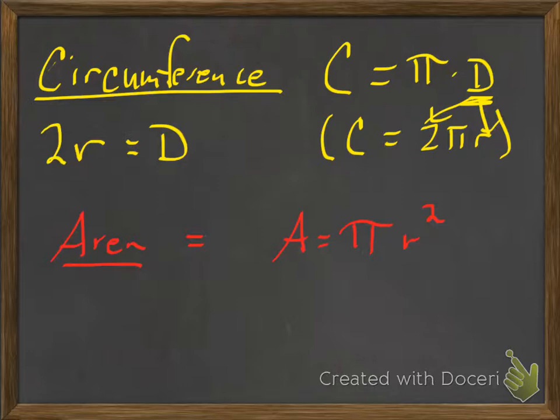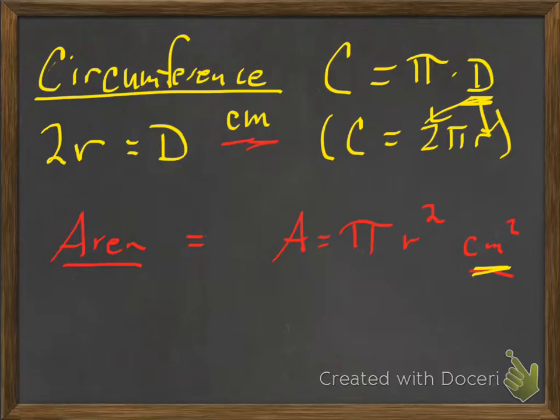Okay, so there's a big difference between area and circumference. In addition, when we do circumference, we get linear units, so we get things like centimeters. When we do area, we get things like centimeters squared. That's just an example, but they're different kinds of units. Okay, so that's the basic definitions of a circle.